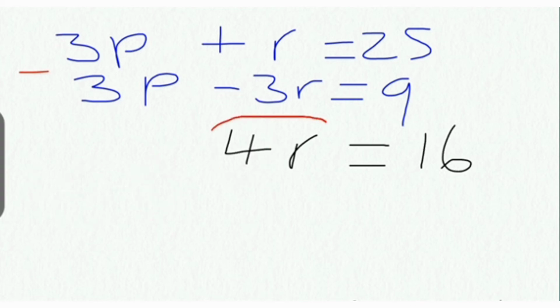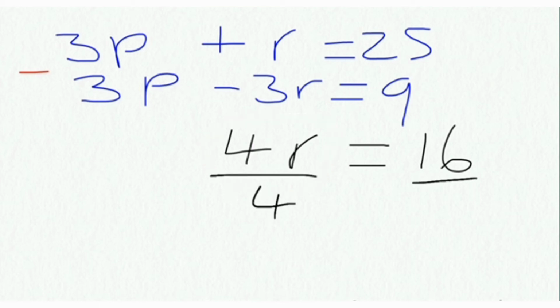Okay, now look at the sign between 4 and r. It's multiplication sign. And the opposite of multiplication is division. So meaning we have to divide both sides by 4 to get the value of r. Divided by 4, divided by 4. R is equal to 16 divided by 4 is 4.